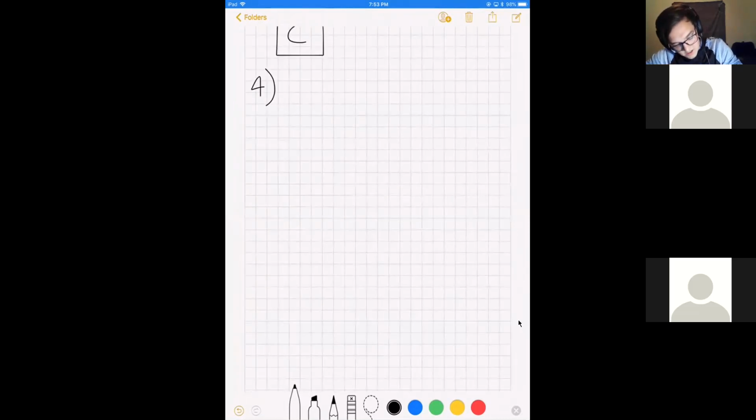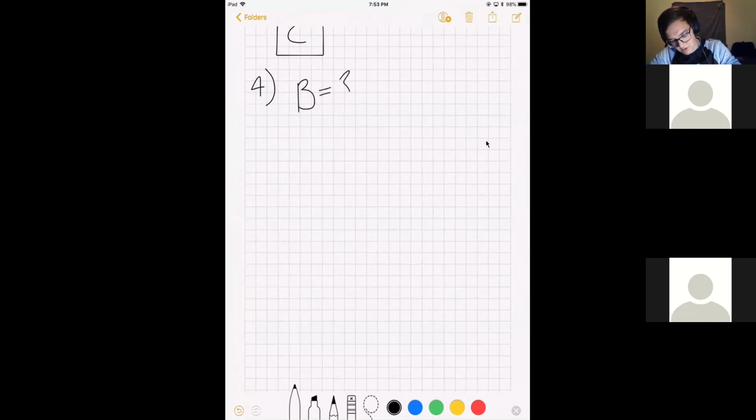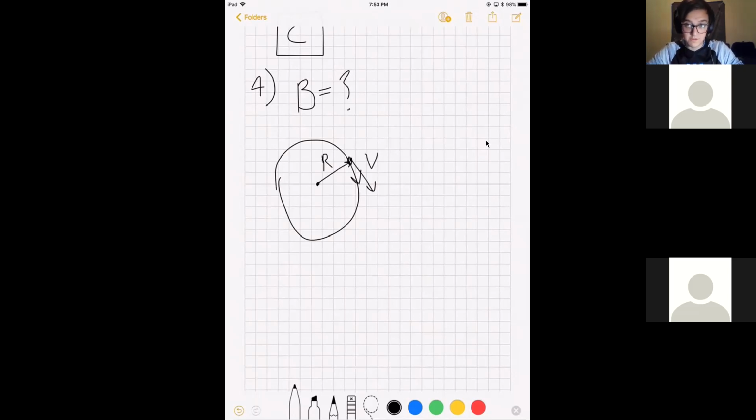So let's resketch what we've got. Remember, what we're looking for is the magnitude of the B field. That's our end goal. B equals question mark. So we're going to sketch out what's happening. We have a circle, and our proton is moving in that circle. All we know is it's moving in that circle. We don't know the direction or anything like that. We just have R, and the proton is moving with a certain speed V. Remember, the magnetic field doesn't do any work, so V is constant throughout, and you don't have to worry about that.